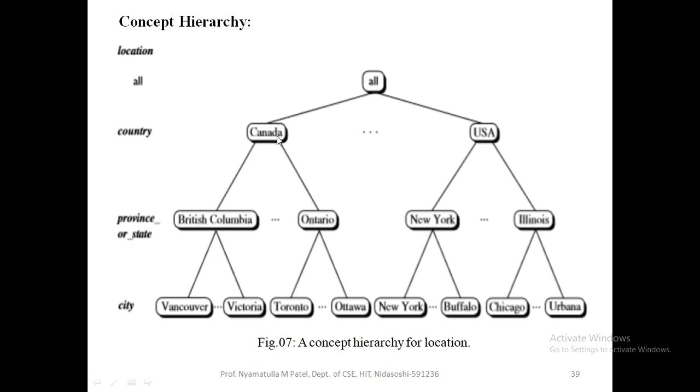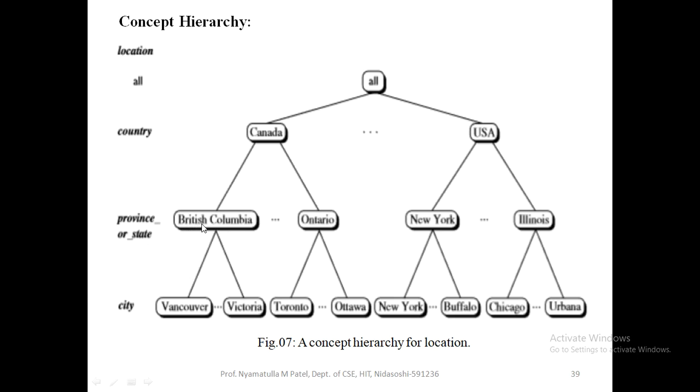Now coming to the province or state. For Canada I am taking 2 states: one is British Columbia and one is Ontario. Multiple are there, we are taking only 2 states. Whereas for USA, I am taking 2 states: one is New York and one more is Illinois. Now this is a hierarchy, from all over the world to the country, country to the state.